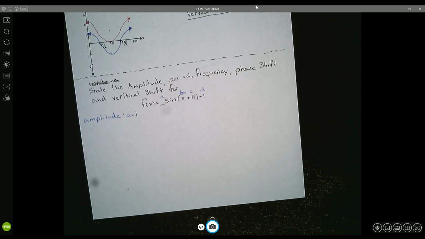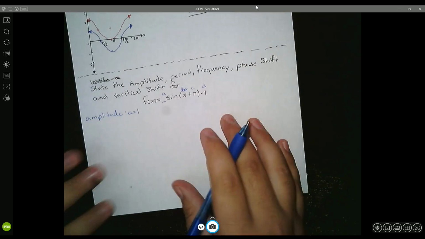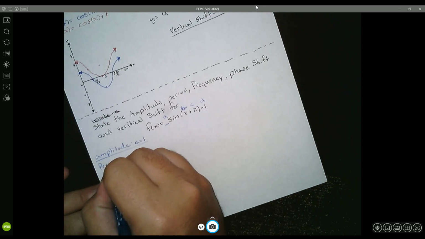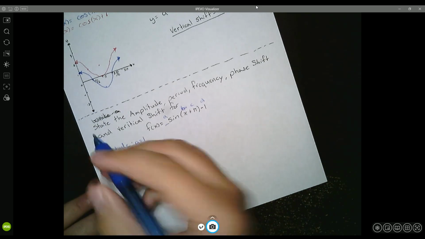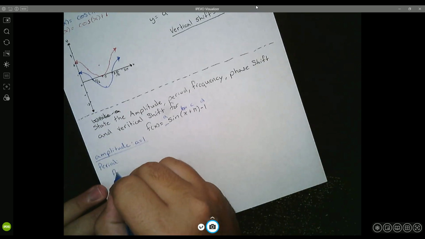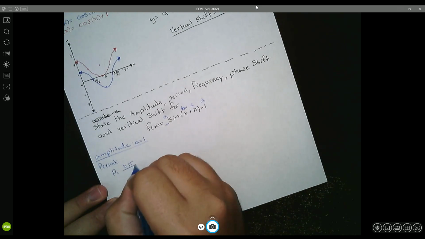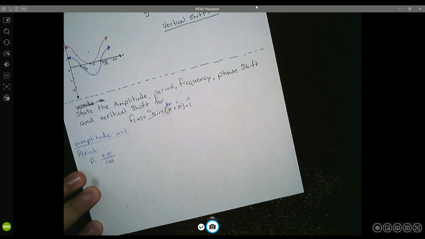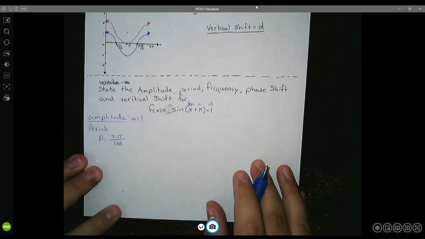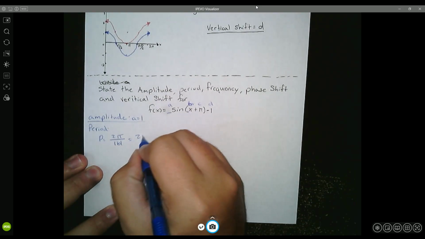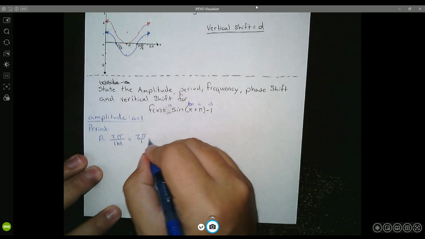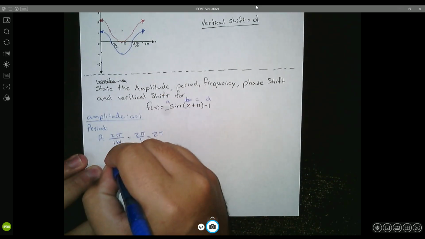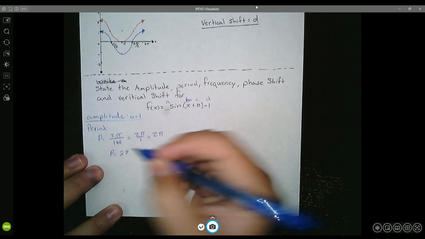If there's nothing there, it has to be equal to 1. The second thing we're going to look at is the period. For the period, we say that's equal to 2 pi over the absolute value of b. Once again, there's nothing in front of x, so b is 1. So 2 pi over 1, or just 2 pi. We have a period of 2 pi.